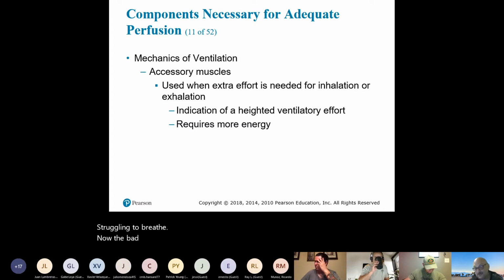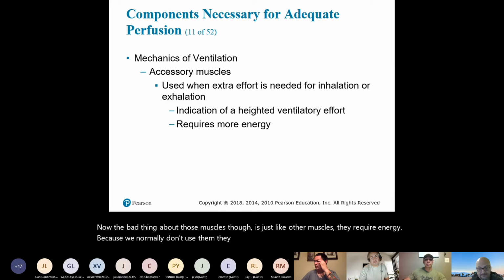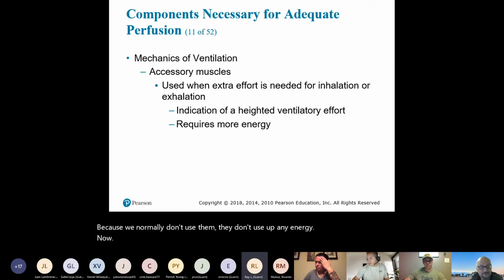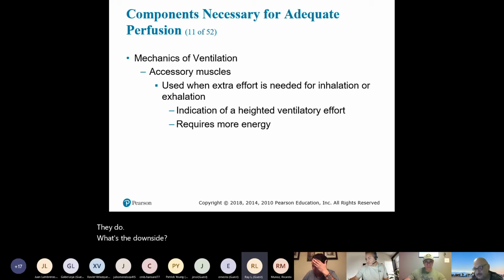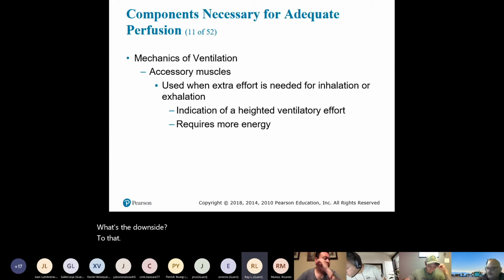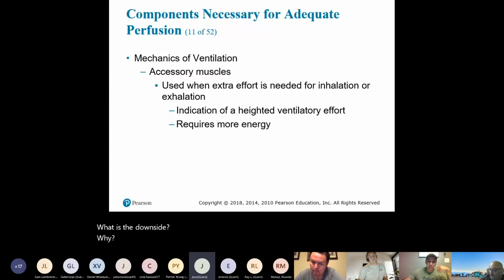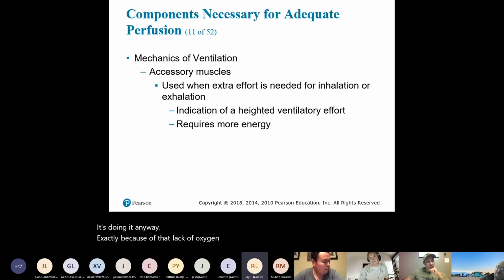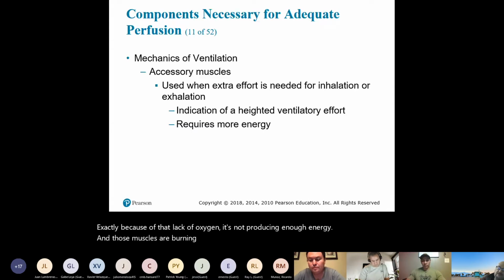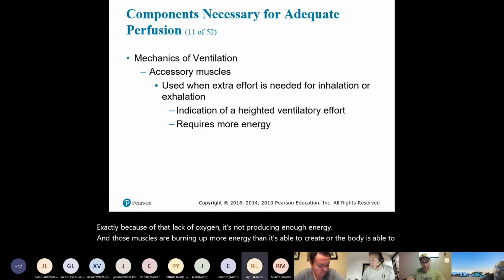Now, the bad thing about those muscles, though, is just like other muscles, they require energy. And because we normally don't use them, they don't use up any energy. Now, they do. What's the downside to that? What is the downside? You get tired? Fatigue? Why? Because they're burning more energy than they're making. Exactly. Because of that lack of oxygen, it's not producing enough energy, and those muscles are burning up more energy than the body's able to create to satisfy those needs.